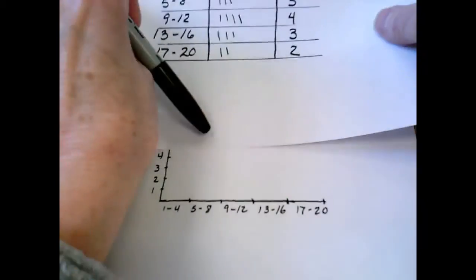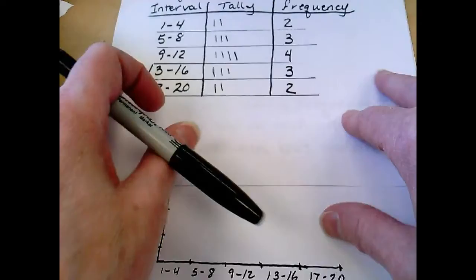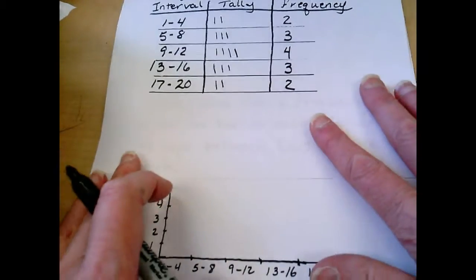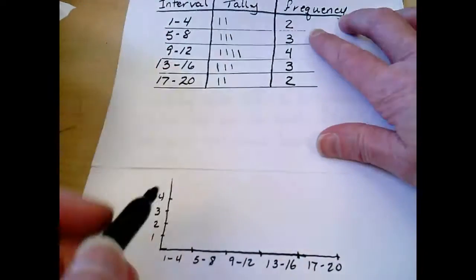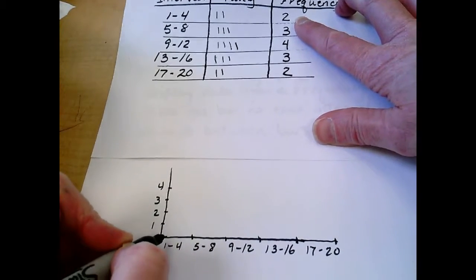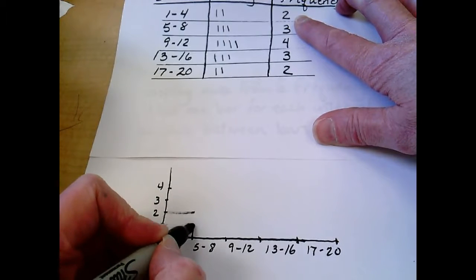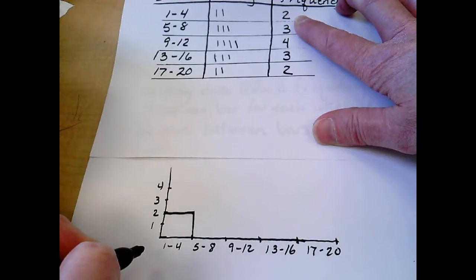So if I go back to my data, get everything to fit on here. All right. So I have my 1 to 4 was 2, so I look at my table and I'd go up to 2 and I'd fill it in.